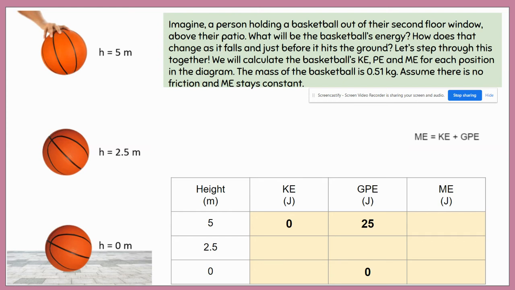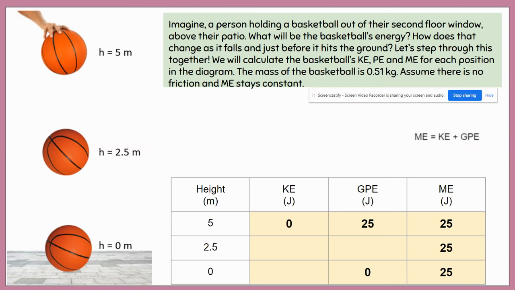Next, we have our very convenient equation. Mechanical energy equals kinetic energy plus gravitational potential energy. So at the 5 meters, 0 plus 25 is 25. We've also been told that there is no friction and the mechanical energy stays constant. So we can also fill those two out.